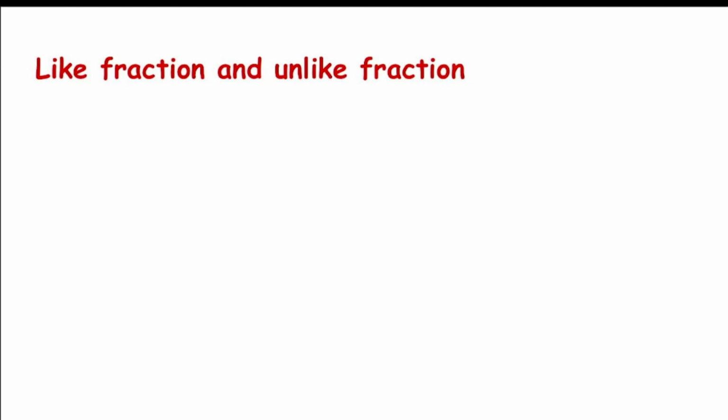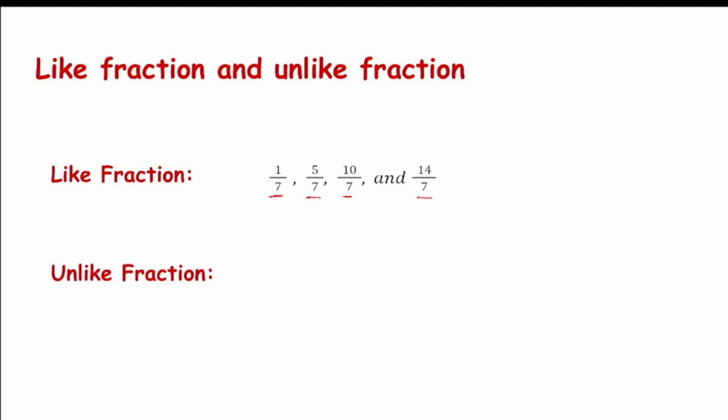What are the like fractions? If the denominator is common in the given fractions, they are called like fractions. So here we have the denominator as 7 in all the given fractions. So these all are like fractions. Next is unlike fraction. Here we have different denominators in all the given fractions. So these fractions are called unlike fractions.